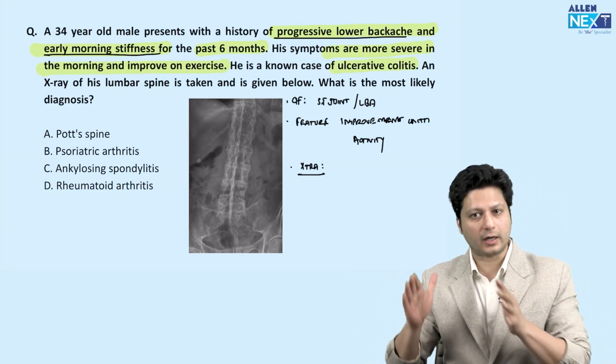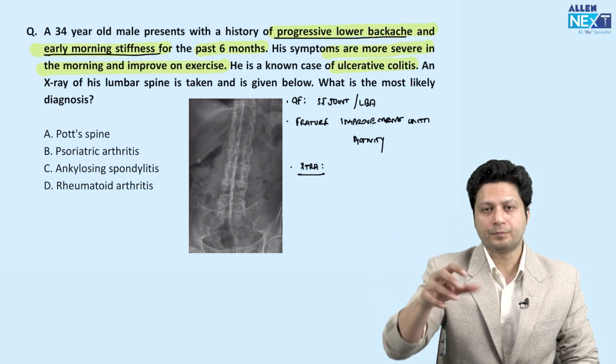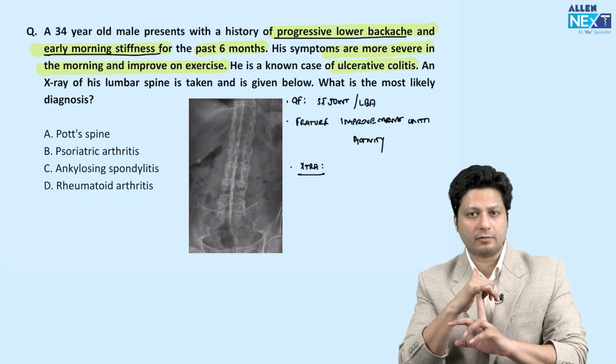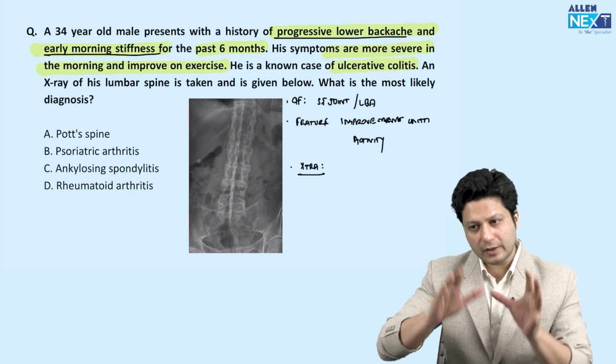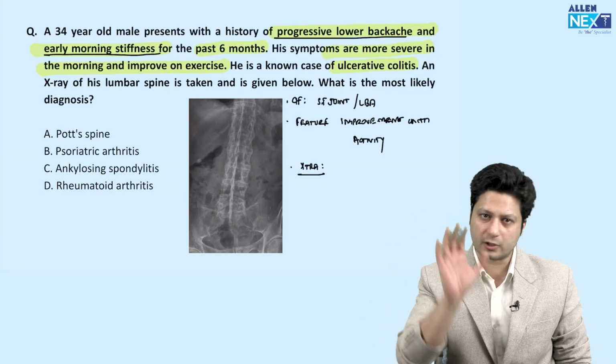So out of these extra-articular manifestations, anything could be provided to you in the form of a clinical picture, all right. So low backache, progressive, early morning stiffness with extra-articular manifestations. The answer for that question is probably ankylosing spondylitis.